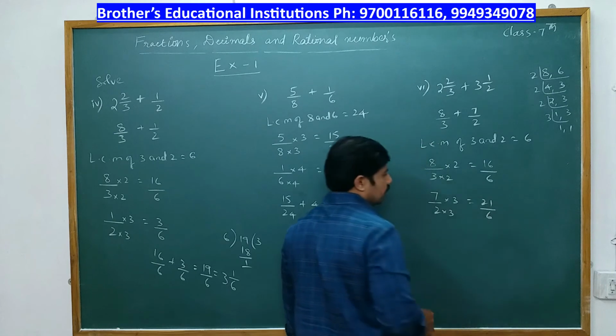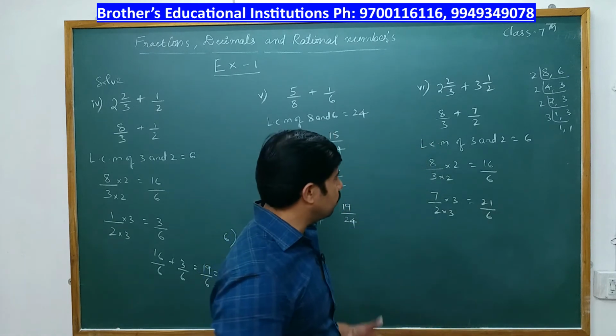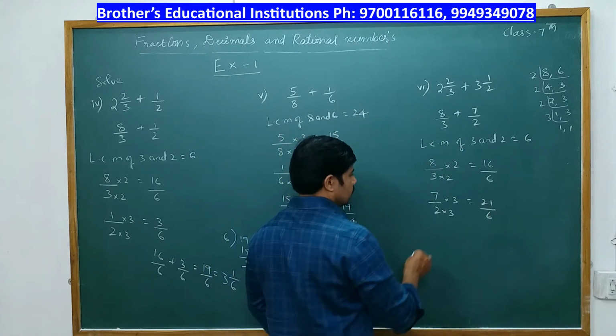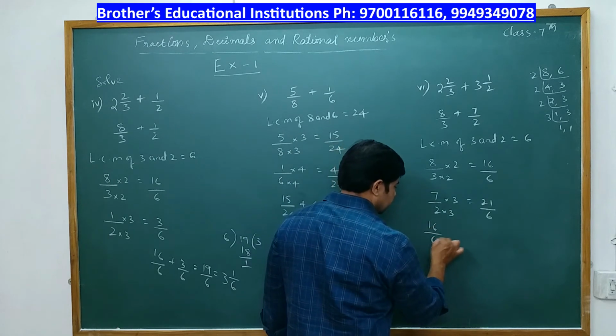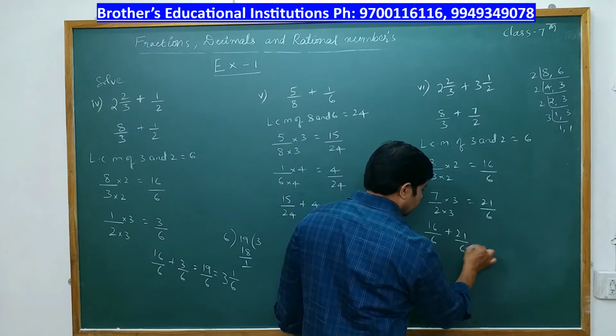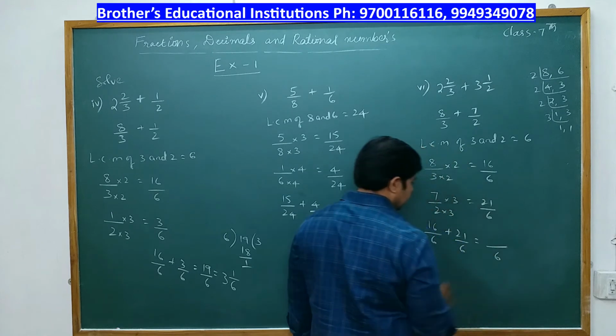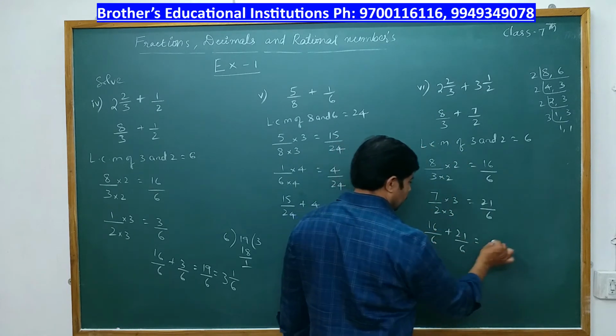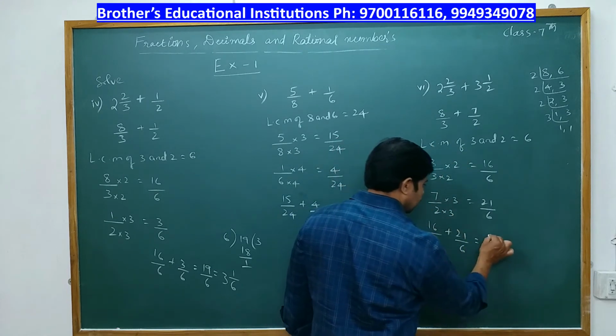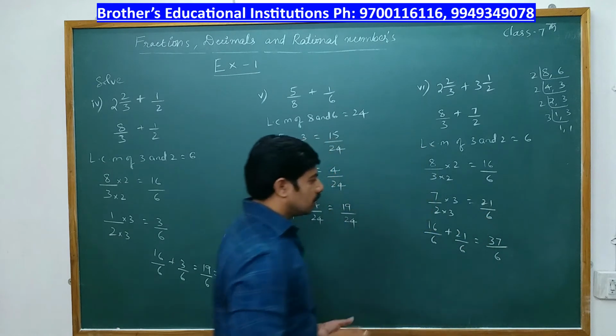21 by 6. As the denominators are same, now we are going to add this. So this is 16 by 6 plus 21 by 6. The denominator is 6. So we'll add 6 plus 1 is 7. 2 plus 1 is 3. So we got 37 by 6.